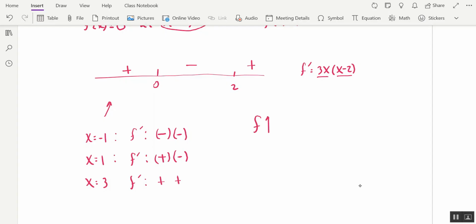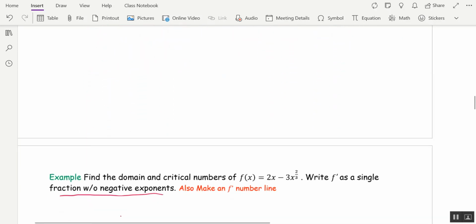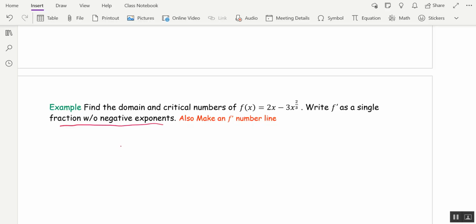So f is increasing on negative infinity to 0, union 2 to infinity, and it's decreasing on the middle interval from 0 to 2. Okay, let's do a slightly more difficult one. We're going to find the domain and critical numbers, and we're going to write f prime as a single fraction without negative exponents. So that's the important part, and you're going to have to get very used to doing that.